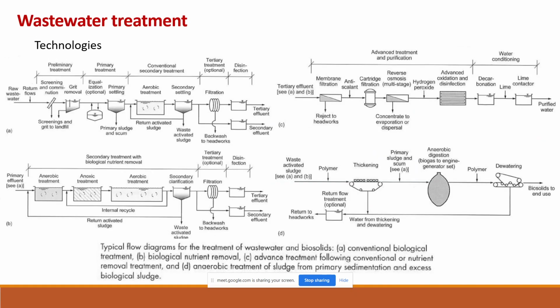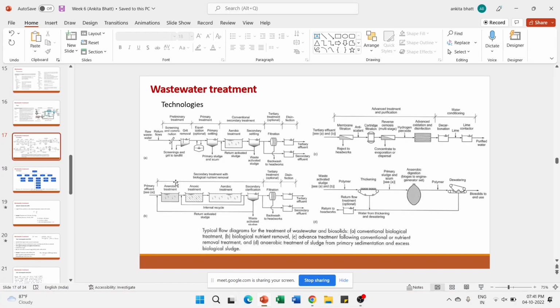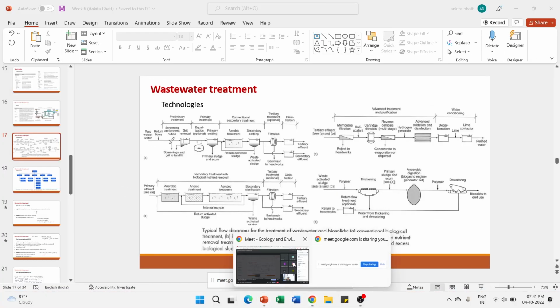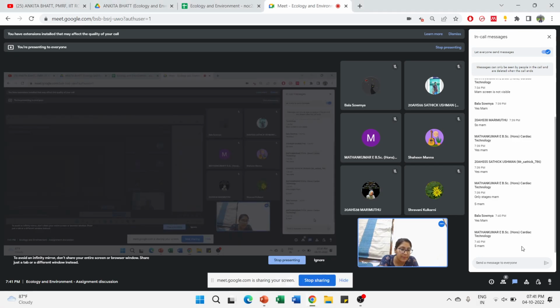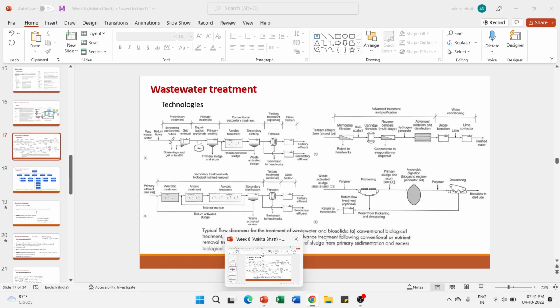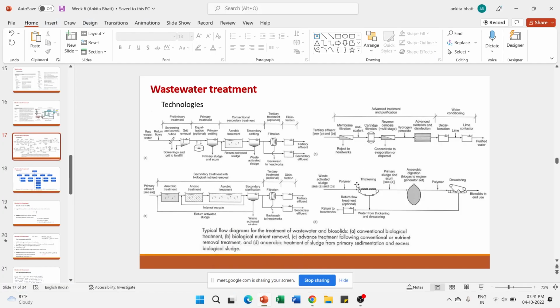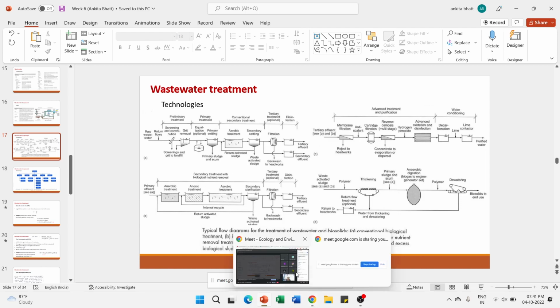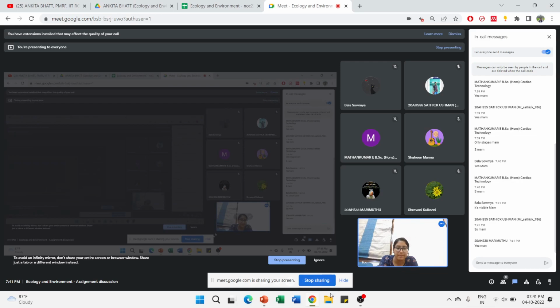Okay. So after this, we discussed... Now is this slide visible to you? The technologies slide? It should be because you see the messages. Is it visible? Reply in the chat box. This technology slide, where there are 4 diagrams and different technologies which are available for wastewater treatment. Fine.